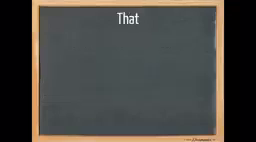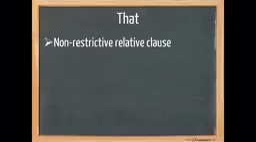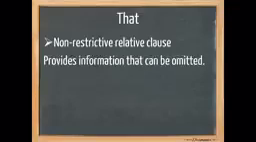Now let's take a look at that. In order to use that, we need to find out whether the clause that we use as a relative clause is non-restrictive or restrictive. A non-restrictive relative clause provides information that can be omitted, so information that is not essential for the sentence to make sense.